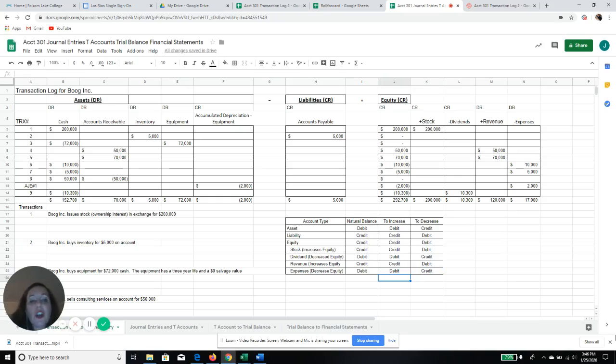We're going to keep our chart nearby as we start our journal entries so that we can reference it if we have any questions. In the next video, we will start our journal entries.